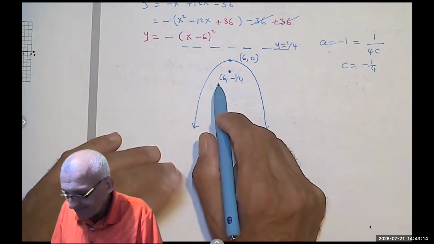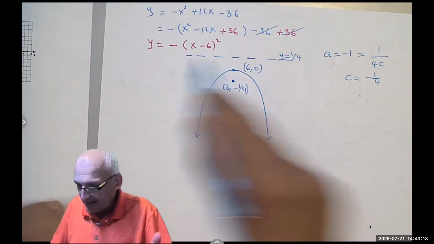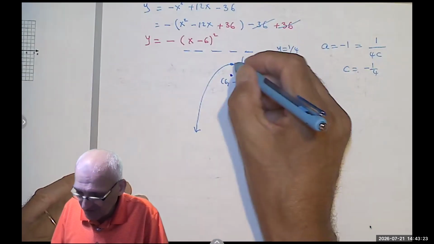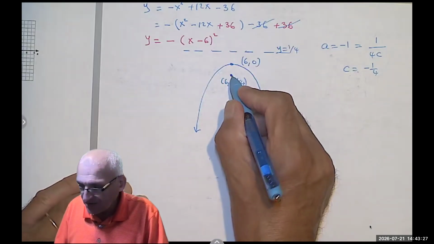So anyway, I found everything I need. It opens down. Its vertex is (6, 0). Its focus is (6, -1/4).